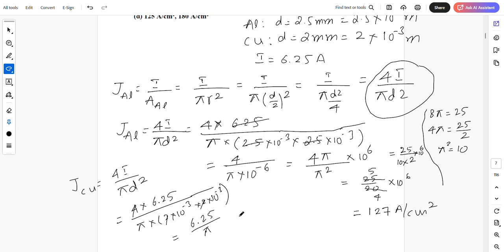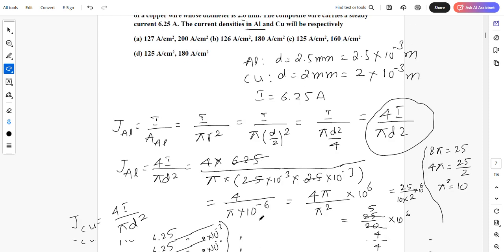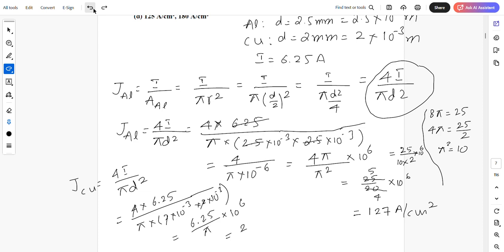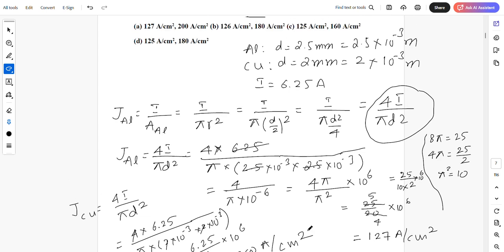How much is the value of 6.25 by pi? It is almost 2 you are going to get. Therefore it is equal to 200 you are going to get. 200 ampere per centimeter square. Okay, that is very important. See here, this is not the right answer. You may think that you are going to get 120. 5 by 4 is approximately 125 you are going to get.